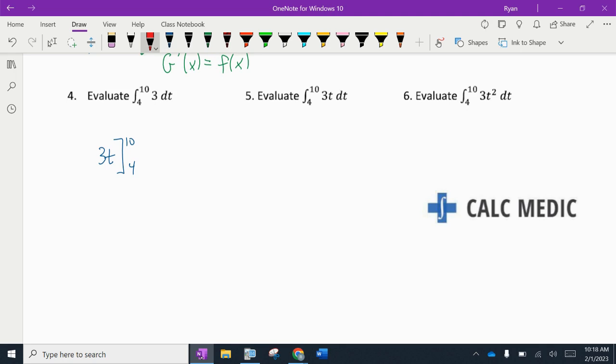So we plug in the upper bound. 3 times 10 is 30. Plug in the lower bound. 3 times 4 is 12. We subtract them and we get 18.